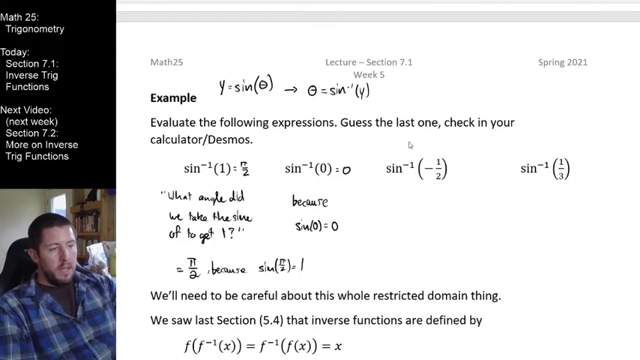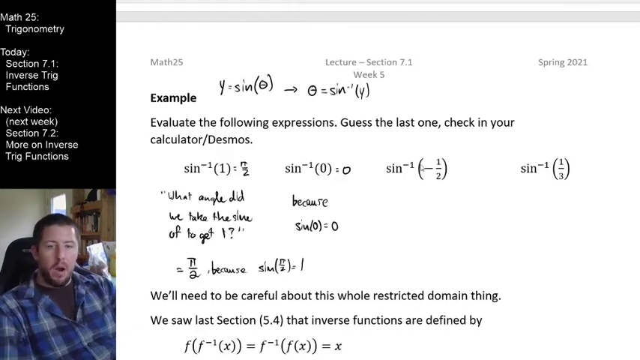For our next one, sine inverse of negative 1/2. I took the sine of something, and I got out negative 1/2. What did I take the sine of? Maybe for this one now, we should draw ourselves a little unit circle.